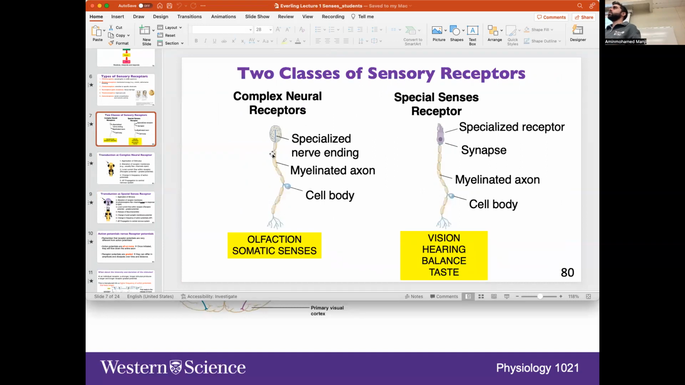Like, where would you find these? Like the complex neural receptors, you mean? No, like where would you find, because you said we're only getting vision, hearing, balance, and taste, like where would you get like touch and... Oh, touch is part of somatic senses. Smell is part of olfaction. Okay, so those would be involving complex neural receptors.